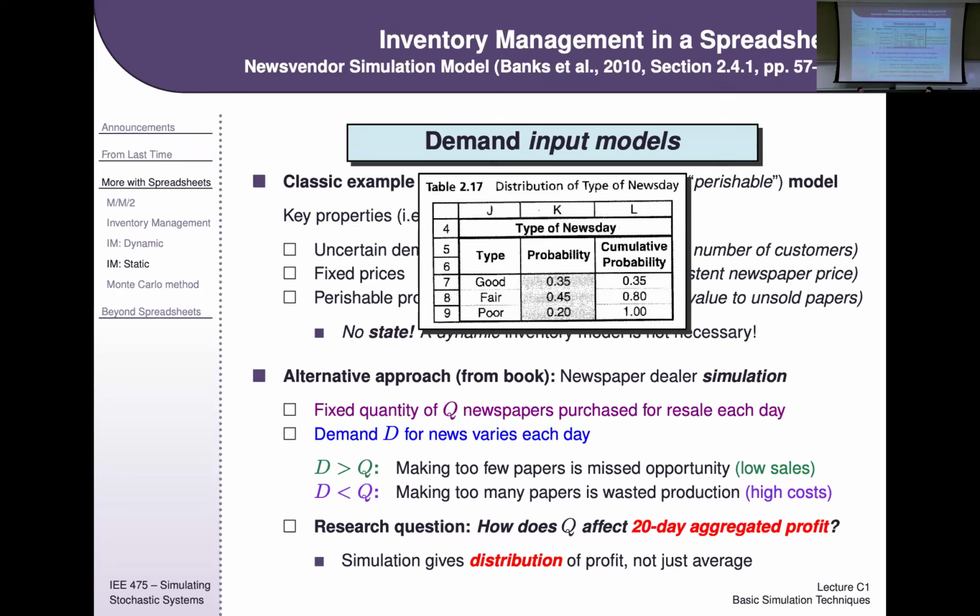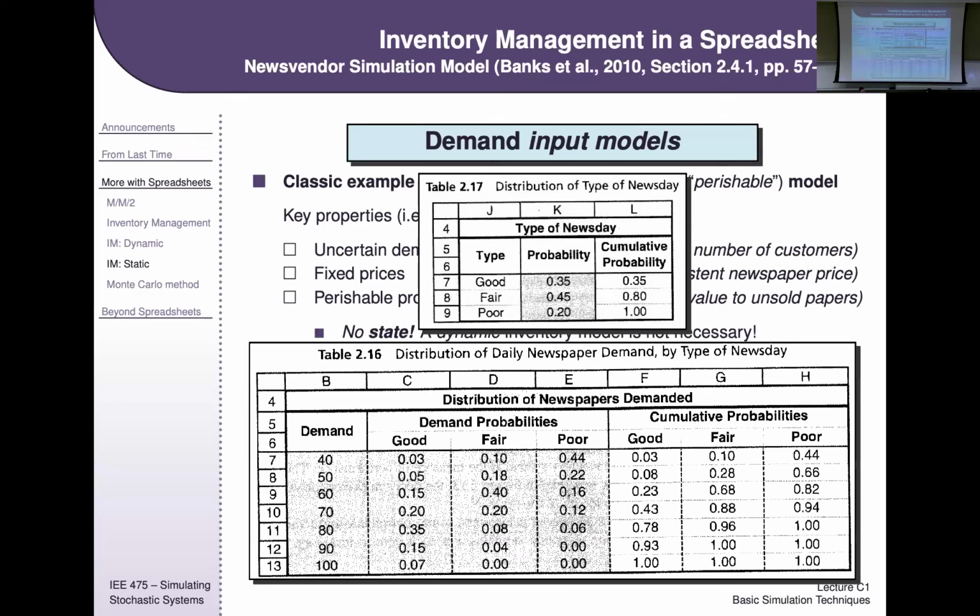Now, what does it mean in terms of D here? There's no D up here. This is just what type of news day it is. Well, what we're going to do is have a set of distributions that are keyed off of whether it is a good, fair, or poor news day. So if it's a good news day, that maps to this demand distribution. So we're saying that we could sell 40, 50, 60, all the way up through 100 newspapers in a day. But how we distribute the probabilities across those days depends on whether it's a good, fair, or poor news day.